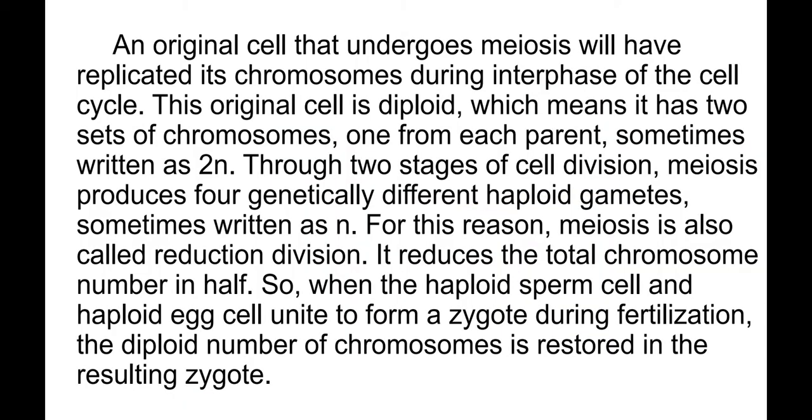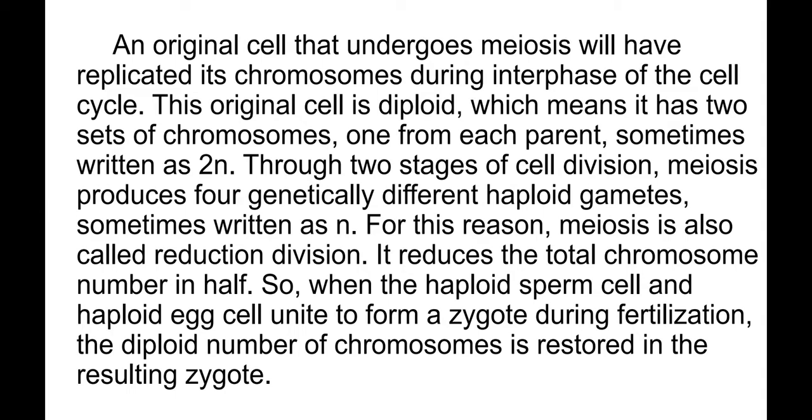So, an original cell that undergoes meiosis will have replicated its chromosomes during interphase of the cell cycle, the same as in mitosis. This original cell is diploid, which means it has two sets of chromosomes, one from each parent, sometimes written as 2N. Through two stages of cell division, meiosis produces four genetically different haploid gametes, sometimes written as N. For this reason, meiosis is actually called reduction division. So not only reproduction, but reduction division. It reduces the total chromosome number in half.